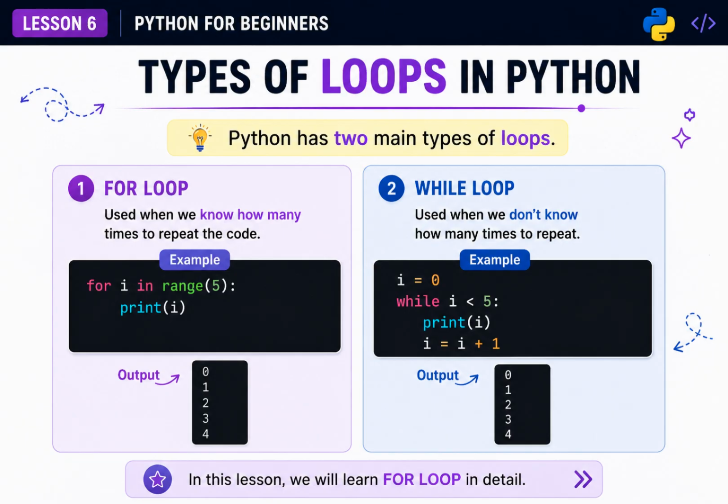In Python, there are mainly two types of loops. The first one is the for loop. We use the for loop when we already know how many times we want to repeat something. And the second one is the while loop. We use the while loop when we don't know exactly how many times the code should be repeated. So in this lesson, we will focus only on the for loop. We will learn the while loop in the next lesson.